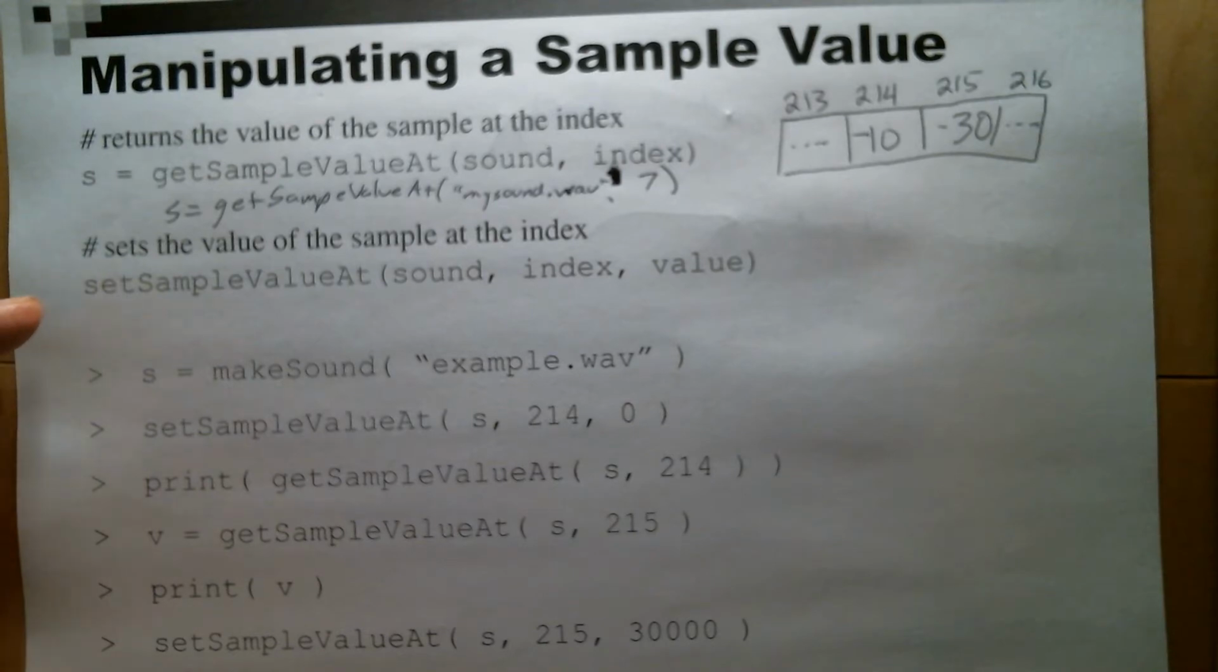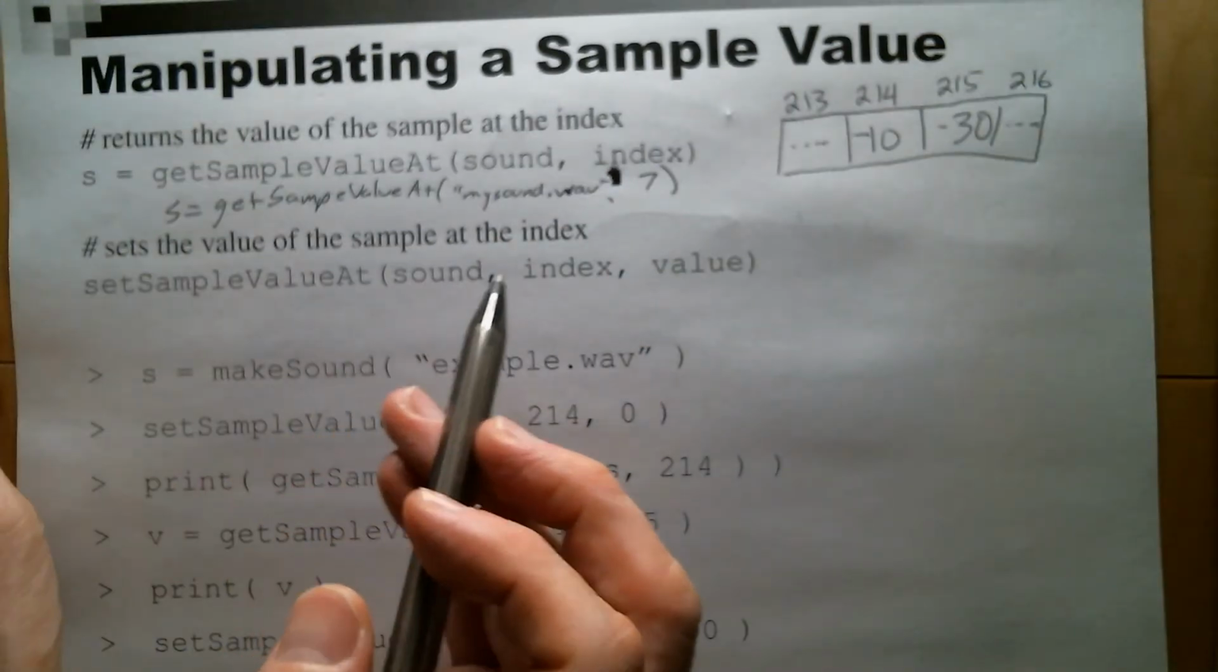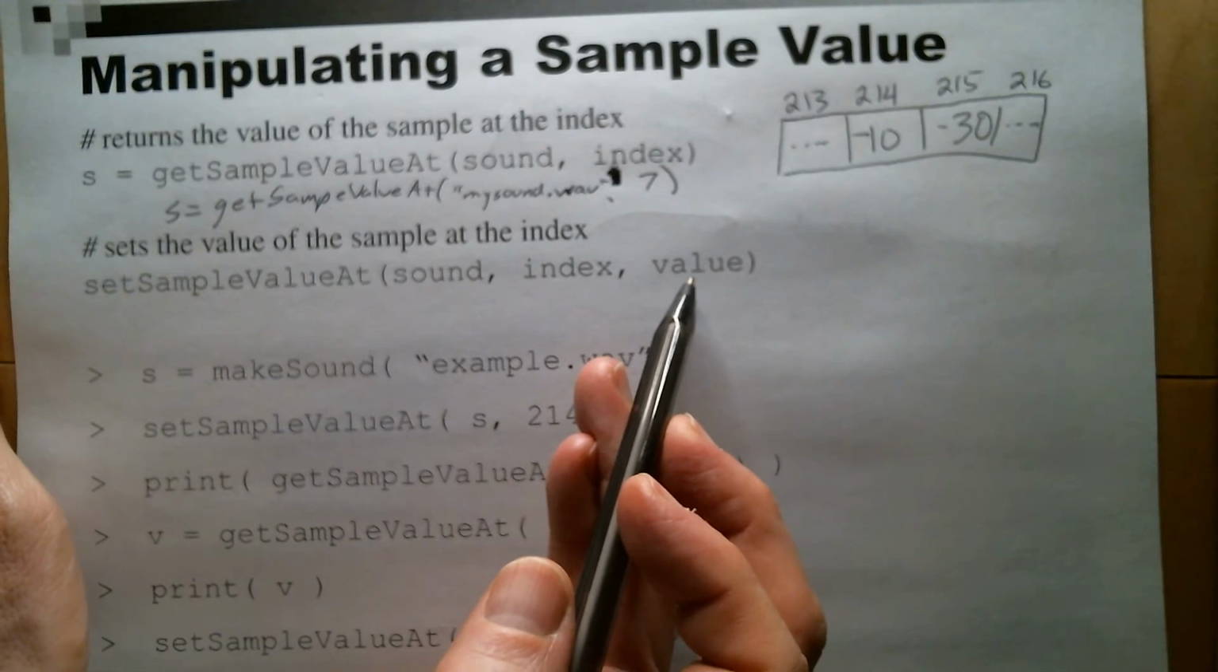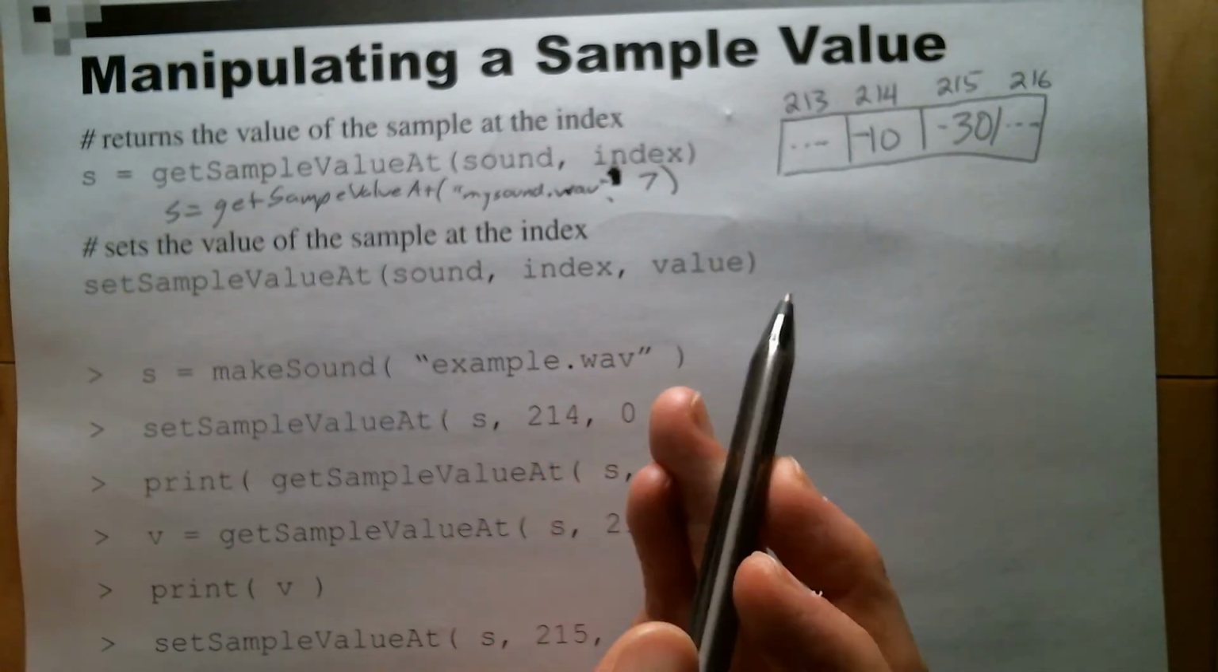All right. And then we've got the set sample value at, which you could think of as like setting the color when we were dealing with pictures. Only now we're going to be setting just a value. All right. And that's going to be the set number that we're dealing with.